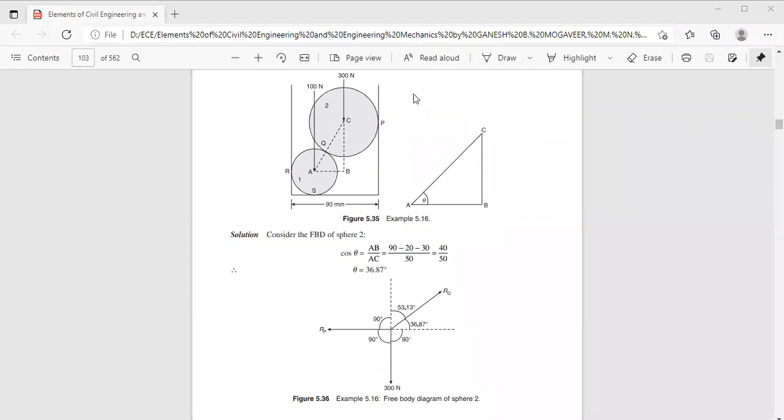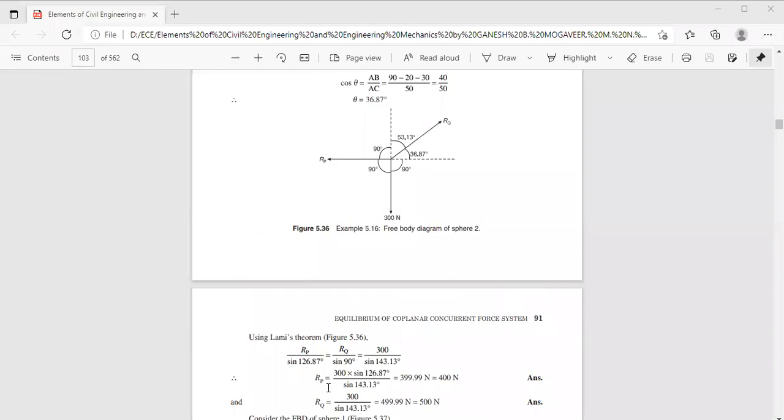Sir, RP is 399.99 Newton. RP how much? 399.99 Newton, okay. And what is the value of RQ? See, RP is 399.99 Newton, so you can round it up to 400. And RQ works out to be 499.99, 500 Newton. Are the answers correct? These are the values. Yes, sir.